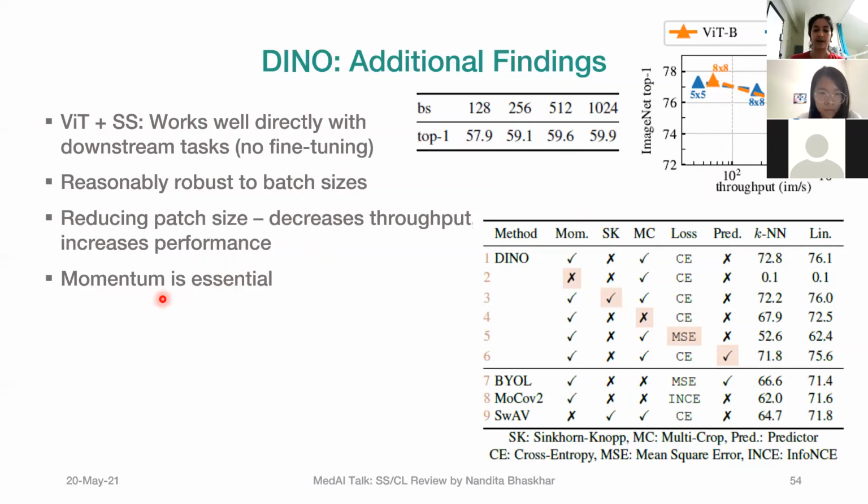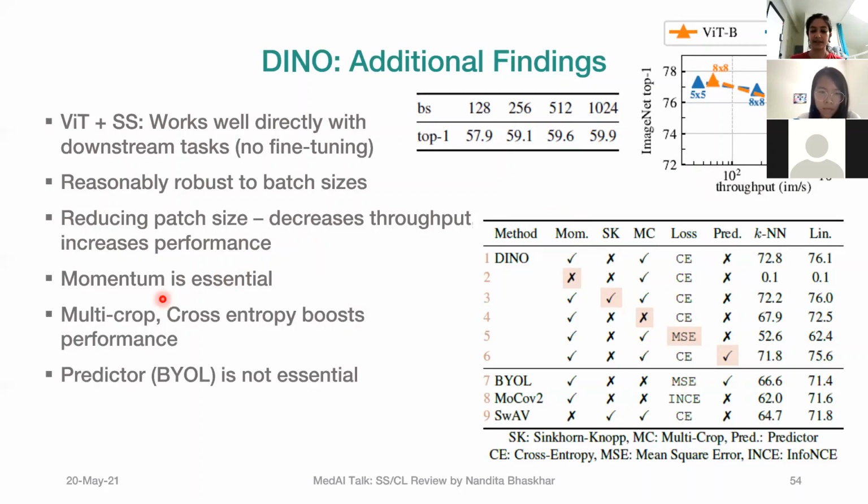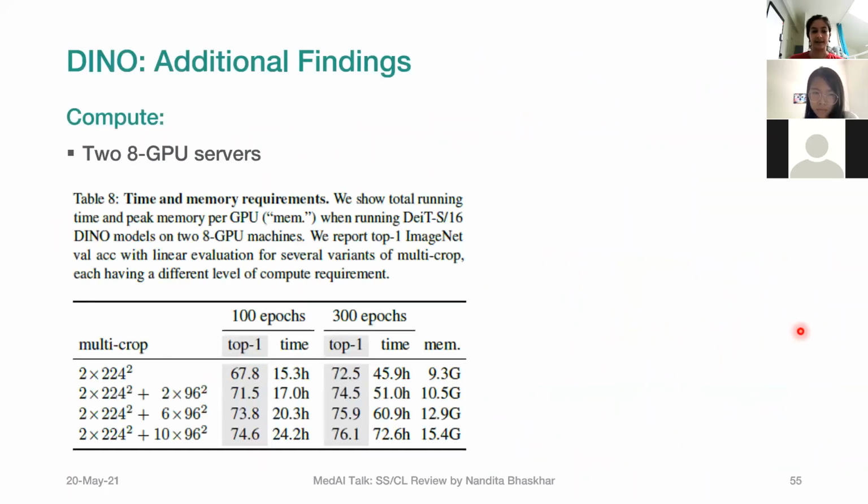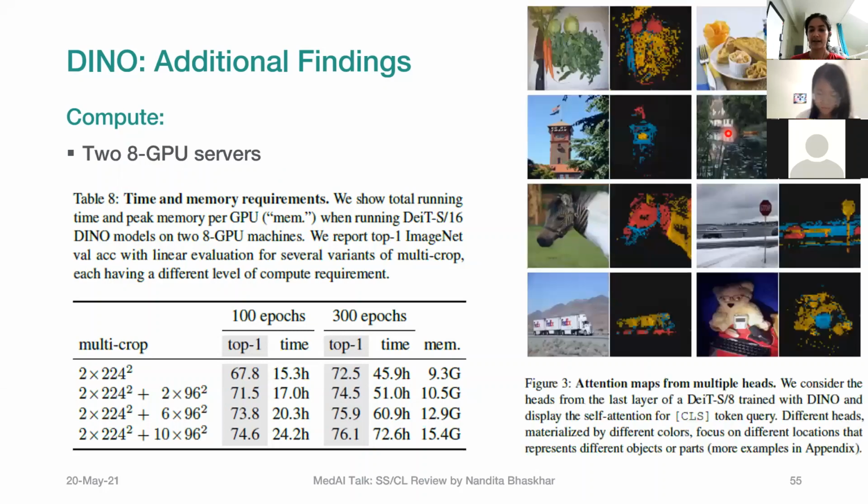And they did a set of ablation studies where they showed that the momentum is essential for performance, and the cross-entropy loss as well as the multi-crop boost performance. And the coolest thing about DINO is that it just requires two 8-GPU servers. So that's pretty tractable in an academic setting.